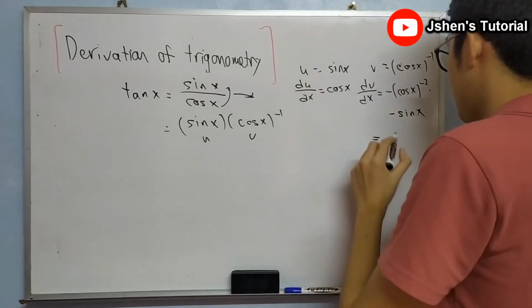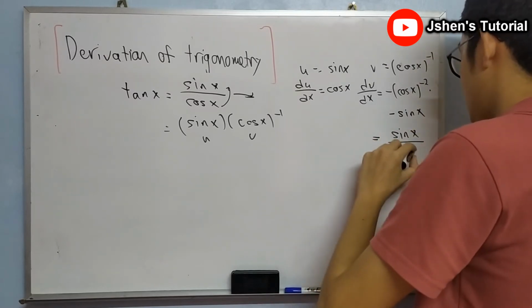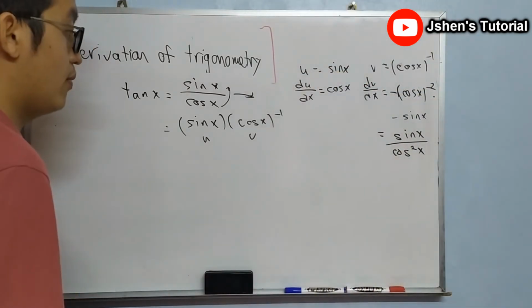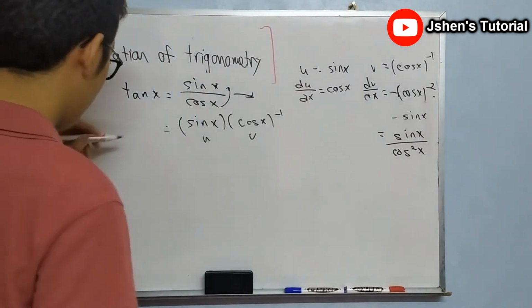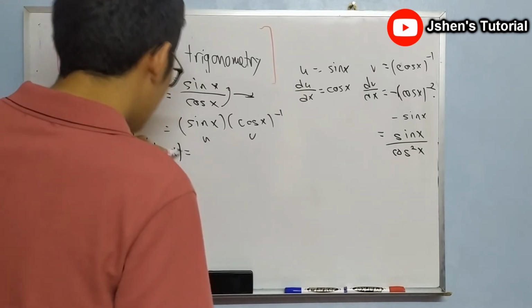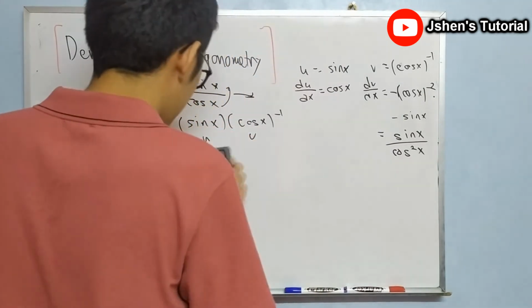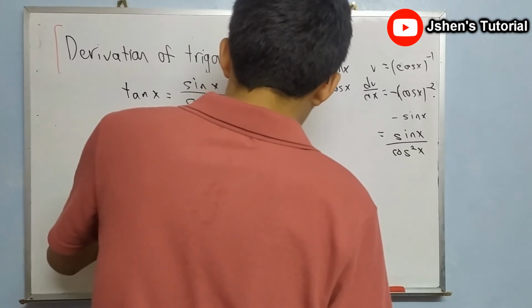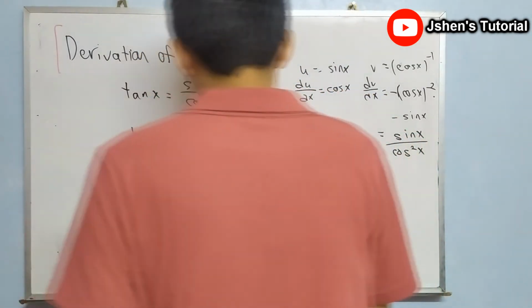So sin x over cos x, the whole thing squared. Okay, now we have differentiated u and v. Now d over dx of tangent x. Okay, product rule is u dv dx plus v du dx. This is product rule. Now we just substitute the values.